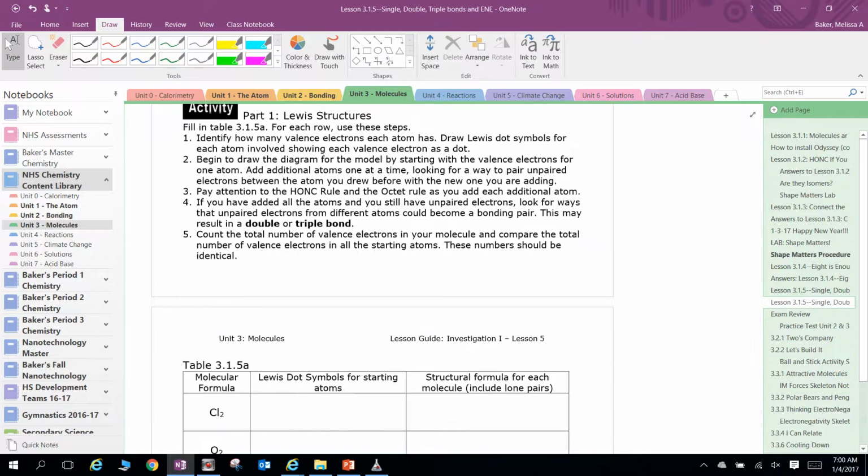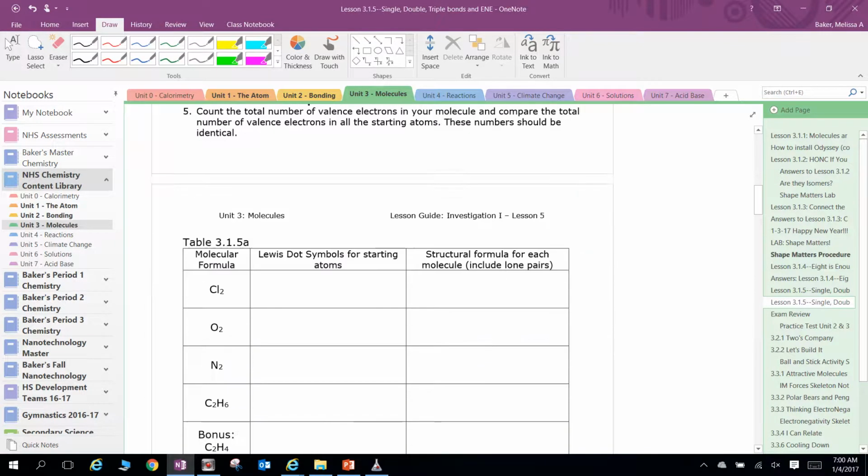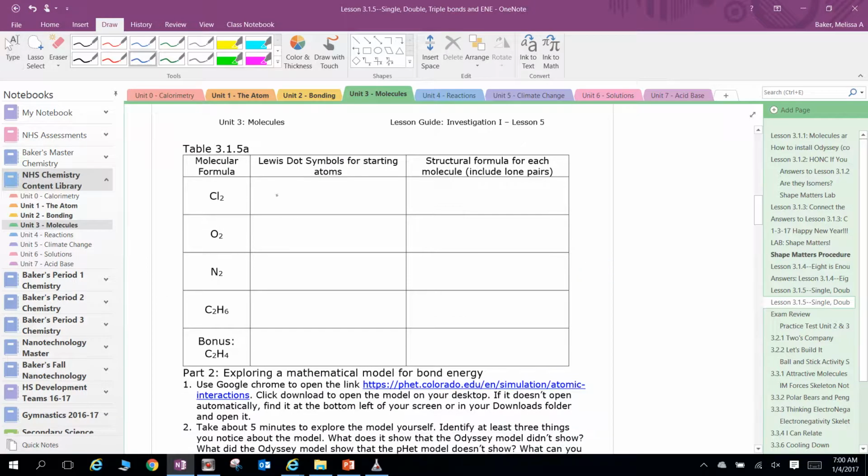Next part, it says that we're going to draw some Lewis structures. And the way that you do this is first start drawing the dots around each. So chlorine has 7 dots, and since this is chlorine 2, you'd want to put the other chlorine with its lonely electron right next to it, and you can see that they're going to share their lonely electrons there. The structural formula would include a line instead of those 2 dots. You still need to draw all the lone pairs here.